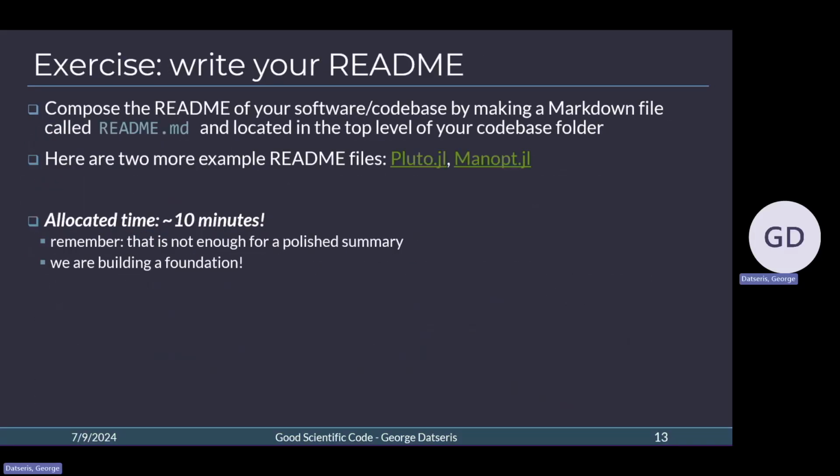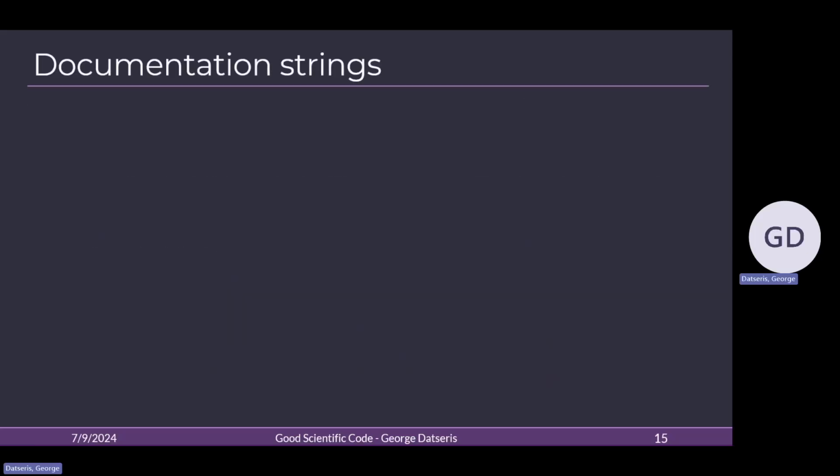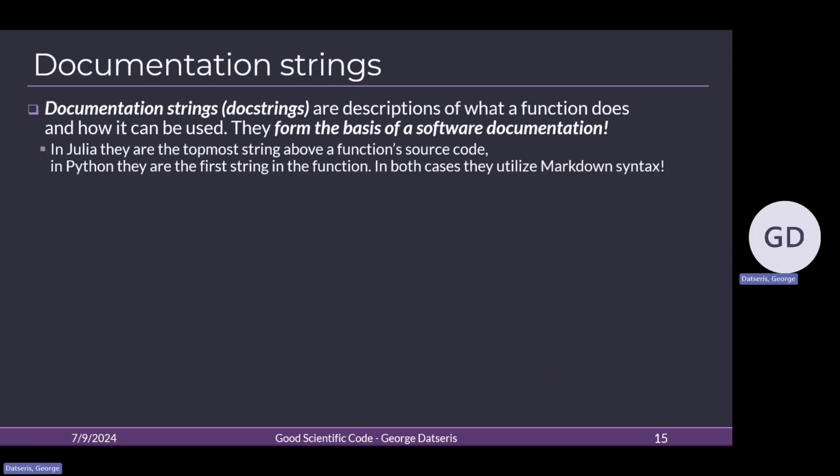Right, so the next part is by far the most important part of the workshop, in my opinion. So you really should spend time on the exercise with laptops open for this part. And it's documentation strings. So now we go down to the very bottom of this depth of exposition framework. Documentation strings, also called doc strings, are just descriptions of what a function does and how it can be used. Now, the documentation strings by themselves form the basis of a software documentation.